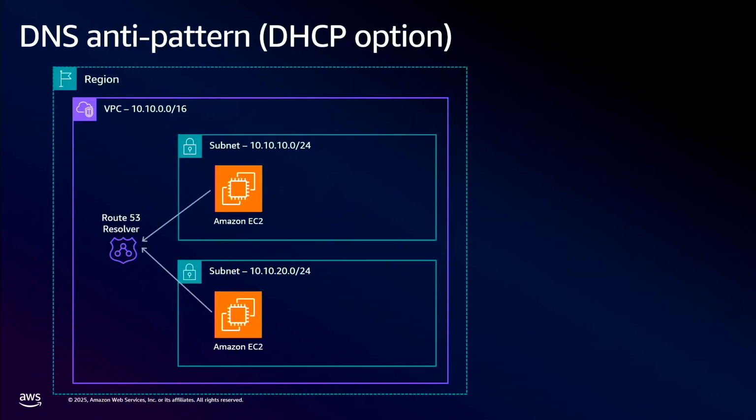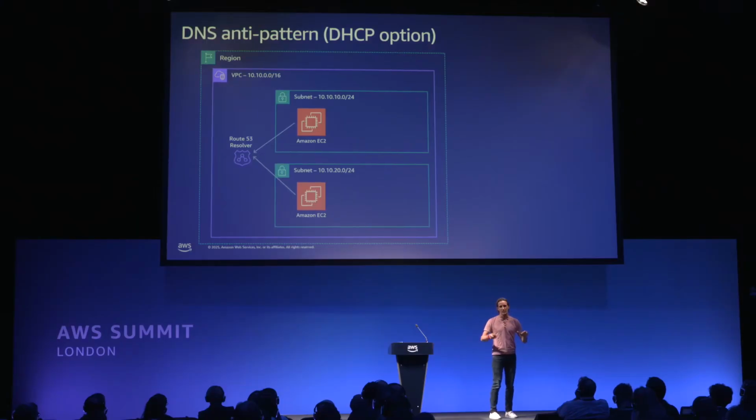Some anti-patterns to be aware of, okay? An anti-pattern, if you're not familiar, is something you could do, perhaps you shouldn't, all right? So a DNS anti-pattern is to build your own DNS resolvers on EC2. This was the way for a long, long time, but Resolver effectively means that you don't have to do that as customers now. It's a highly efficient service that is designed for exactly this use case.